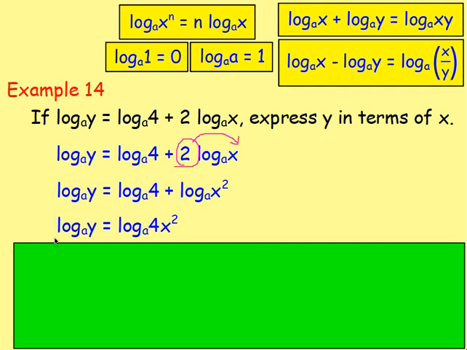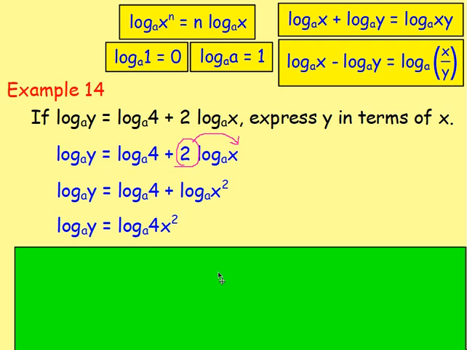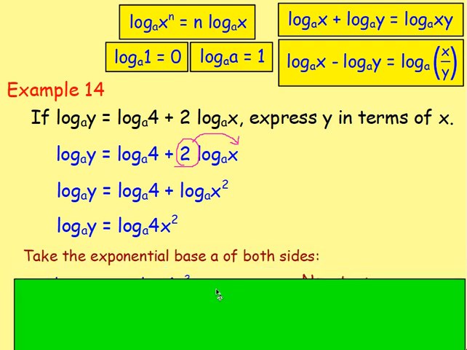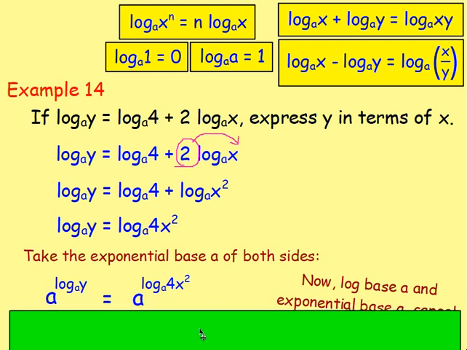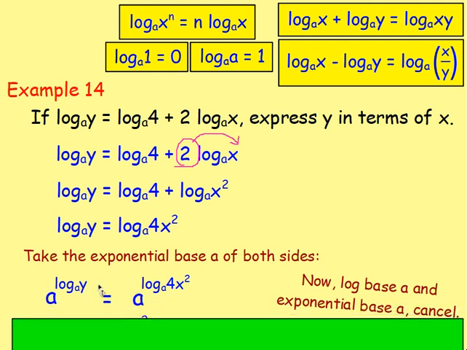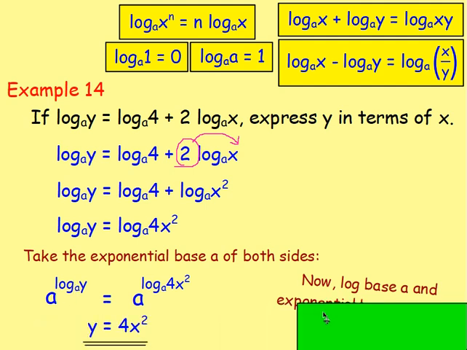What you're doing now? Well, really you can cancel a log base a from both sides. You have y equals 4x squared. I suppose the correct mathematical way of doing it though is if you're doing the same thing at both sides, you would take the exponential of base a at each side. So exponential base a of log base a of y equals a to the power of log base a of 4x squared, and then from there exponential base a and log base a will cancel out.